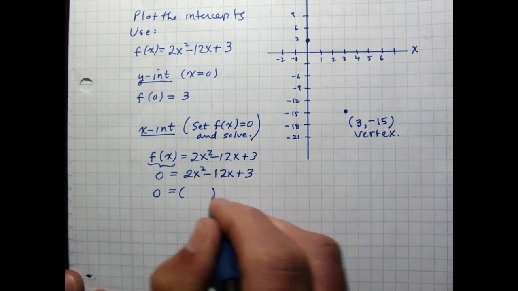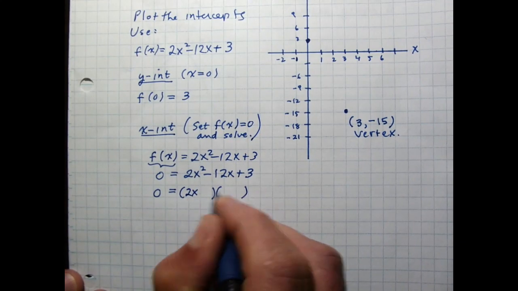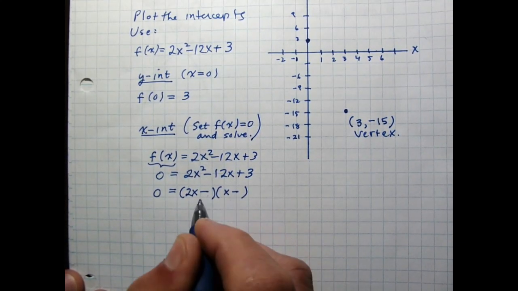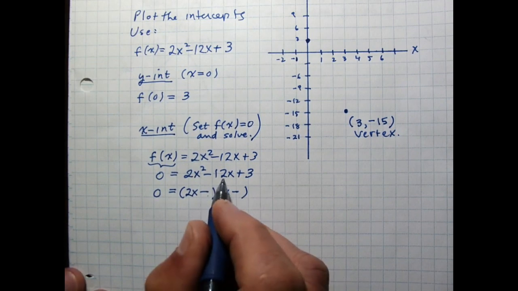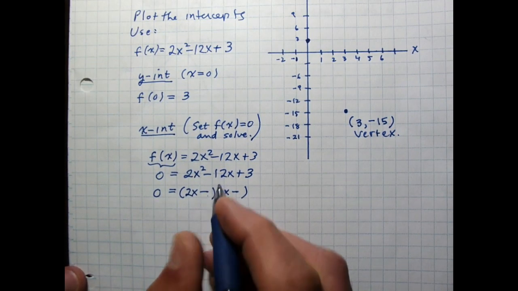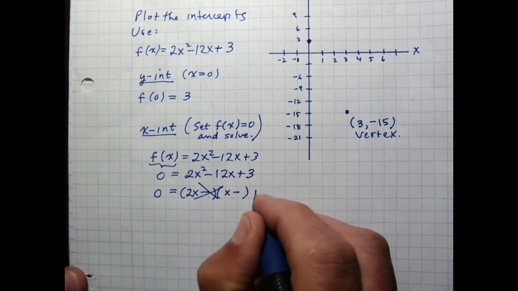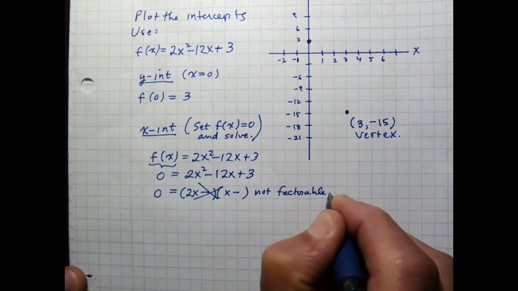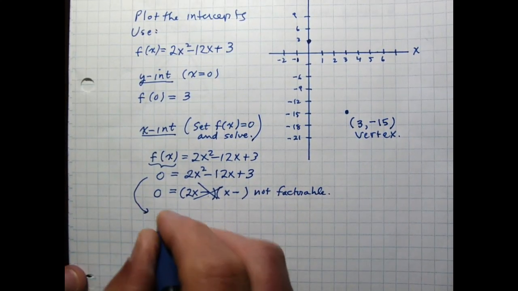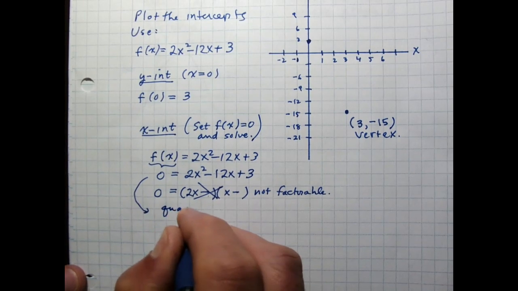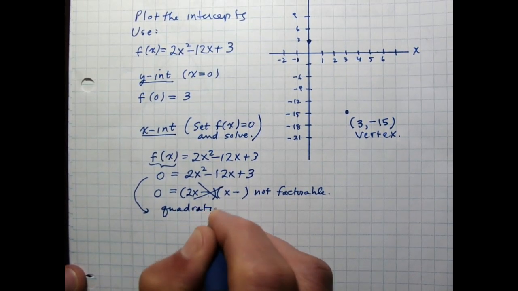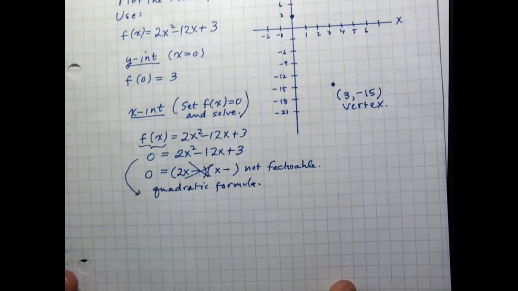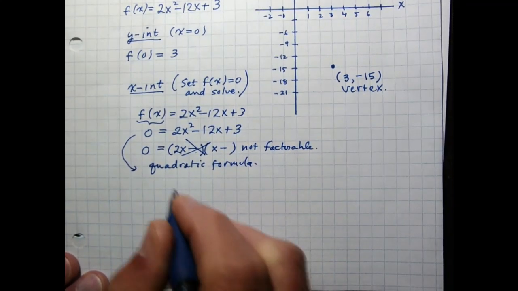You can think about trying to factor this. It would have to be 2x and x. Both signs would have to be minus. Either 1 and 3 or 3 and 1. But you're not going to be able to get that minus 12x middle term. This is actually not factorable. So I would have to use the quadratic formula. And so let's go ahead and do that.